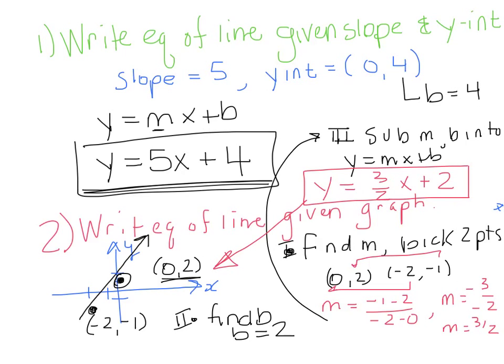But we were talking about writing the equation of a line given a graph. We decided the first thing to do was to find the slope by picking 2 points.